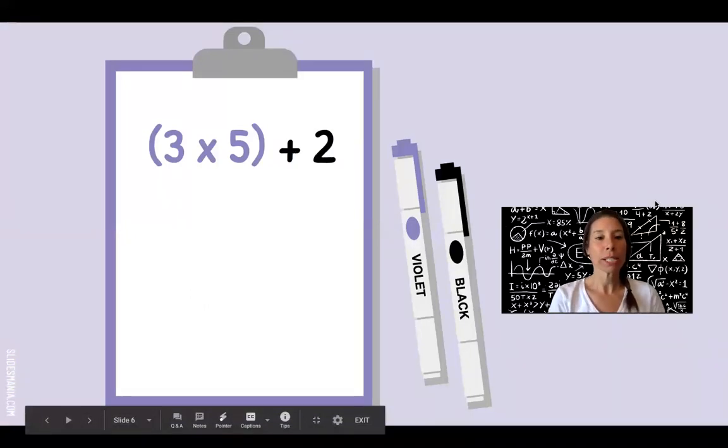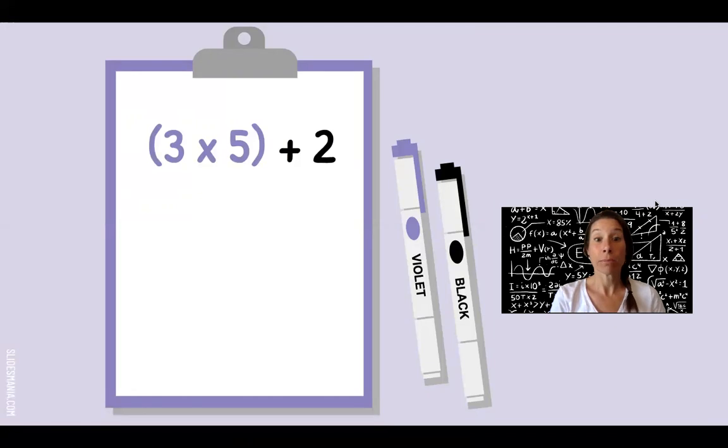Okay, our first one is 3 times (5 + 2). Go ahead and write that down and then see if you can solve it. If you need more time at any time, please press pause, because then you can have all the time you need to solve what you need to solve.